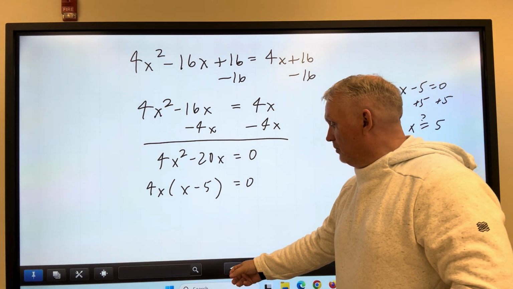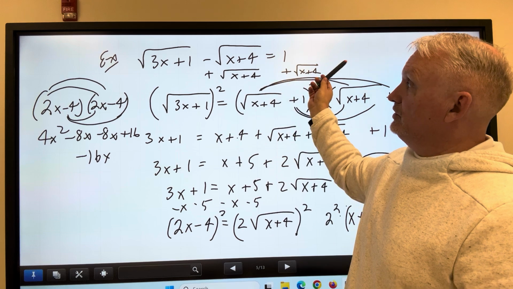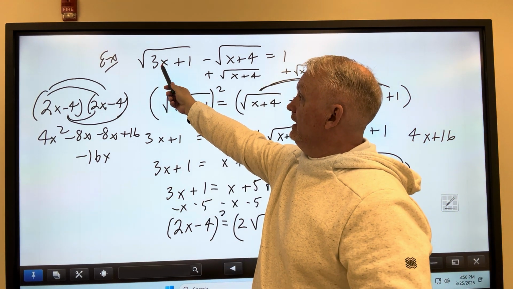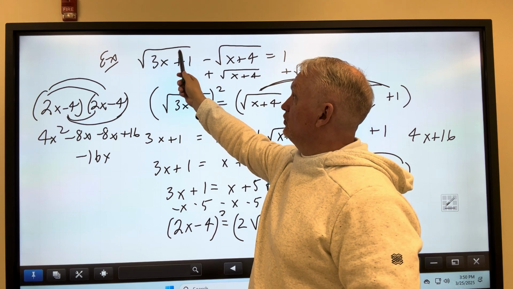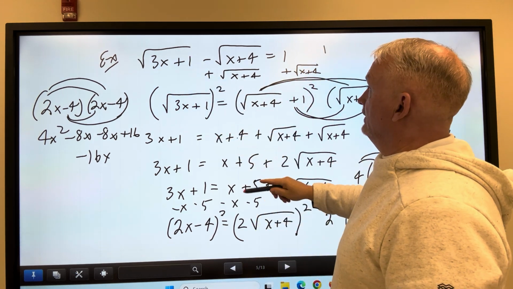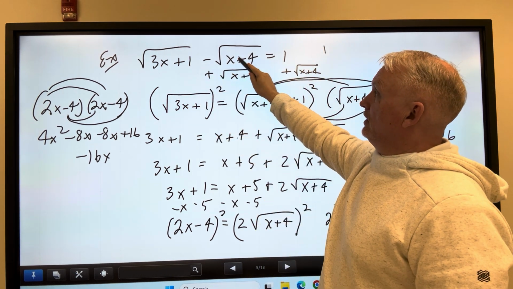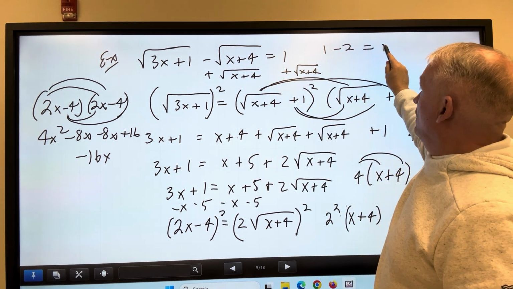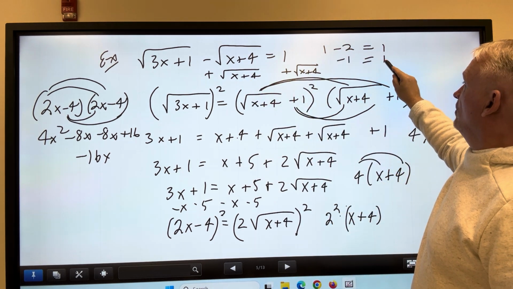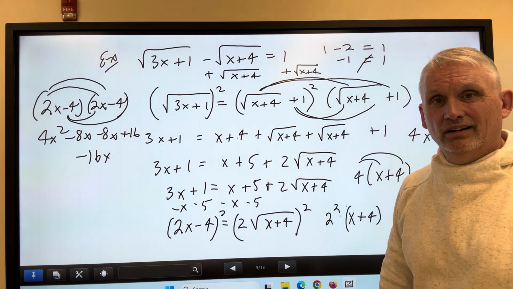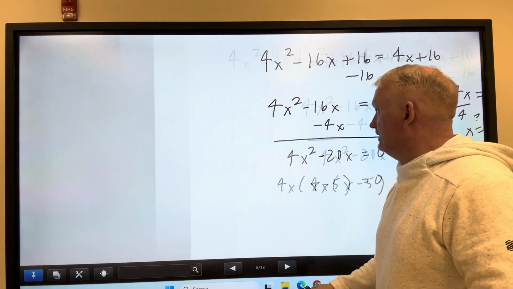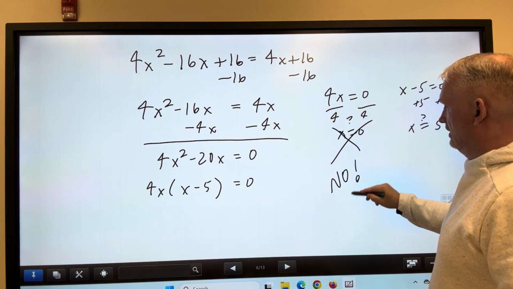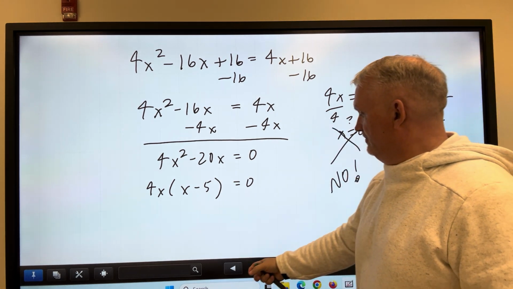Well, let's take a look. Let's go back to this original thing and put 0 in, okay? Well, if I put 0 in here, well, that goes to 0. The square root of 1 is just 1. If I put 0 in here, well, that's the square root of 4, which is 2. So it's 1 minus 2. Well, this is negative 1. That doesn't work. Go back. Nope. Well, let's try 5.